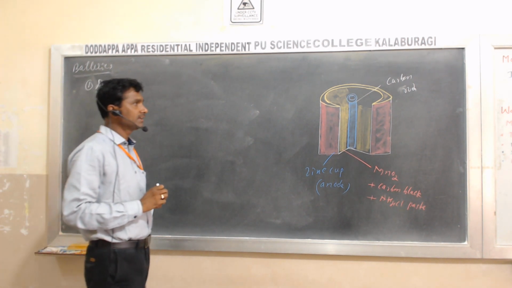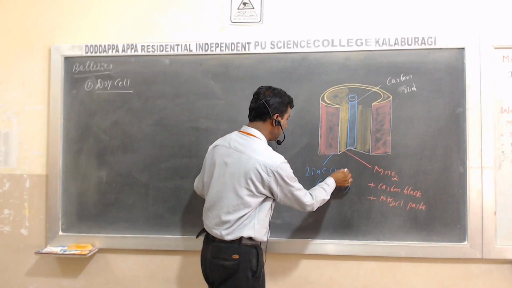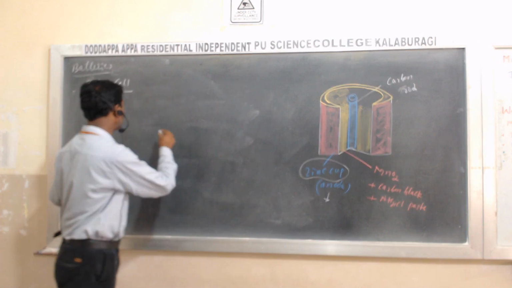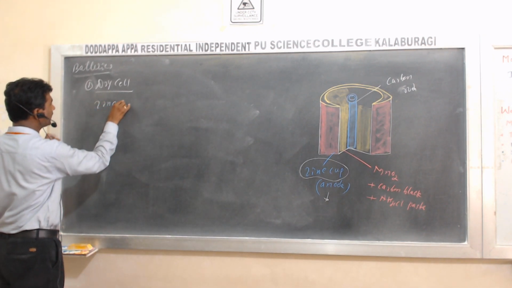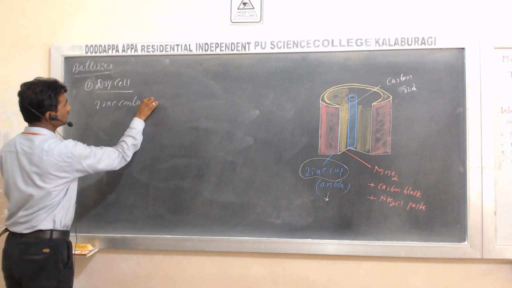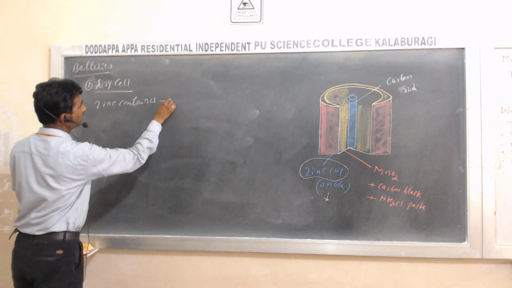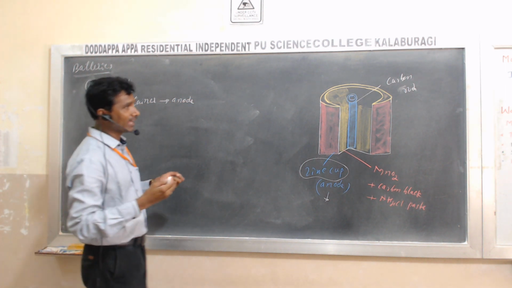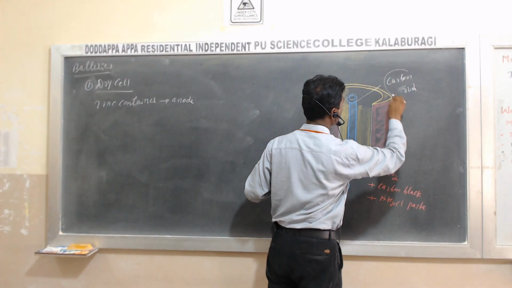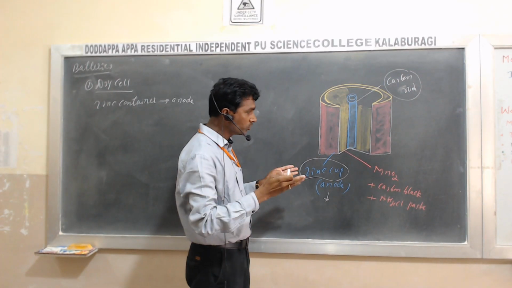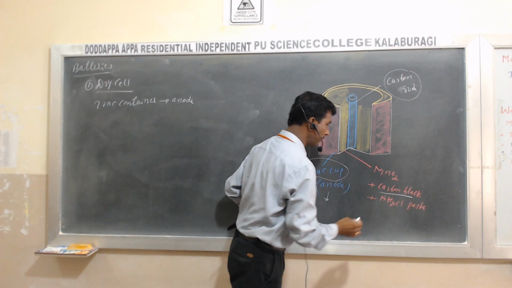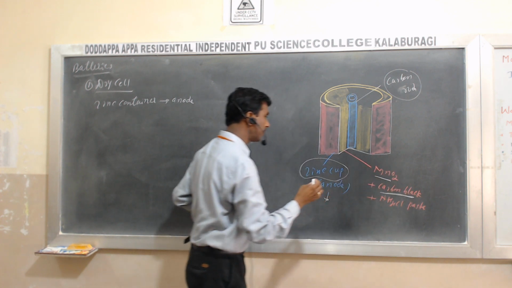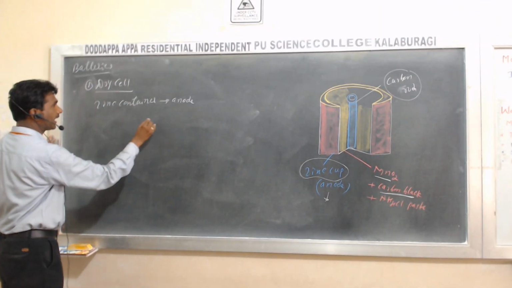The dry cell consists of a zinc container or zinc cup, which acts as the anode. The cathode is the carbon rod, which is surrounded by carbon black and MnO2. This acts as the cathode.